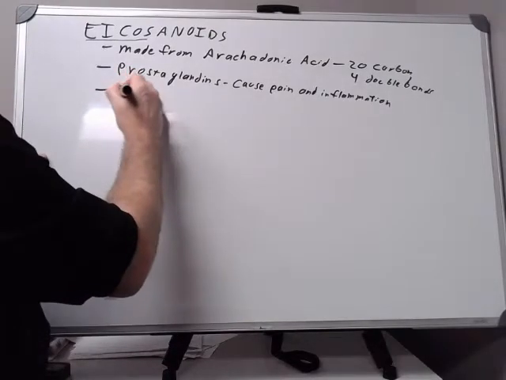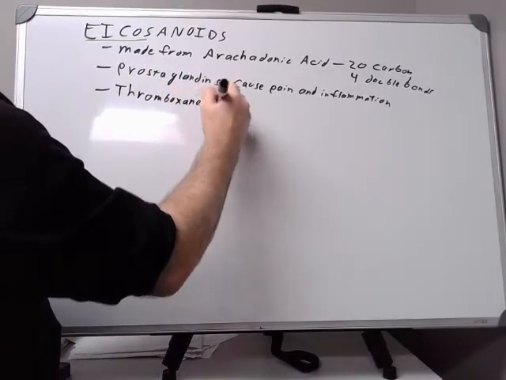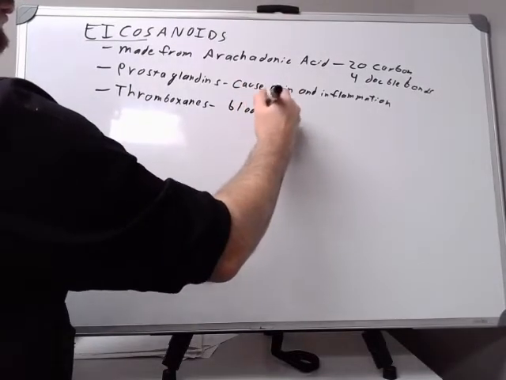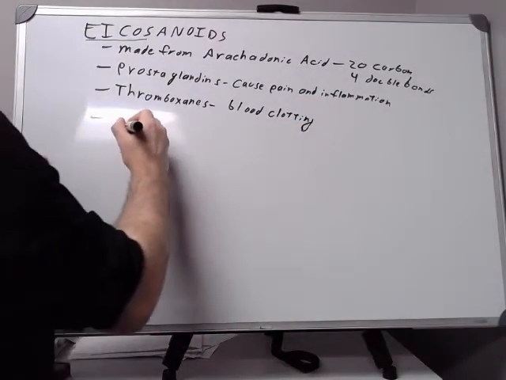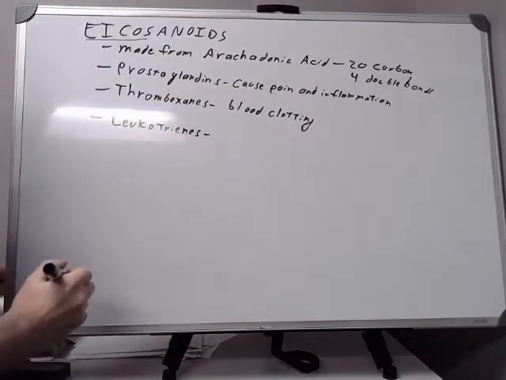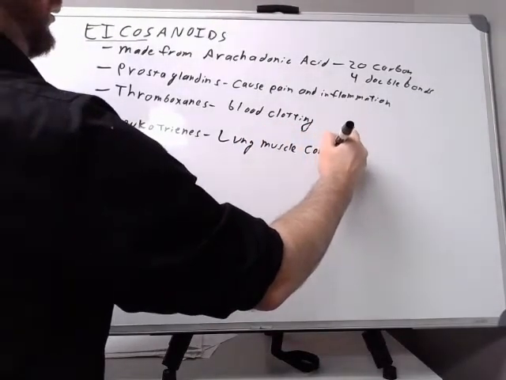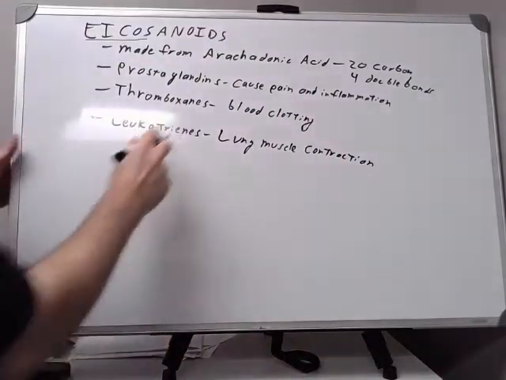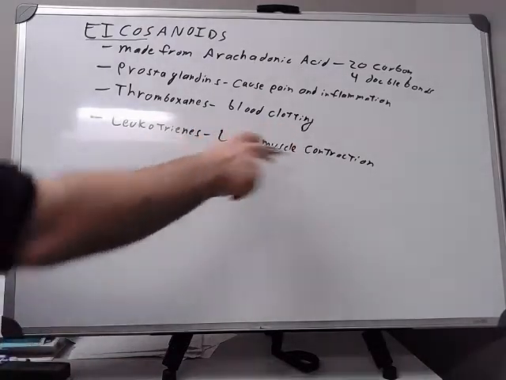But another class of eicosanoids are the thromboxanes, which are involved in blood clotting. And so that's another important function. And leukotrienes, which are involved in lung muscle contraction. And so these are related to asthma. Some asthma medications are designed to inhibit leukotriene function so that the muscles around the lung don't contract, and it makes it easier to breathe.